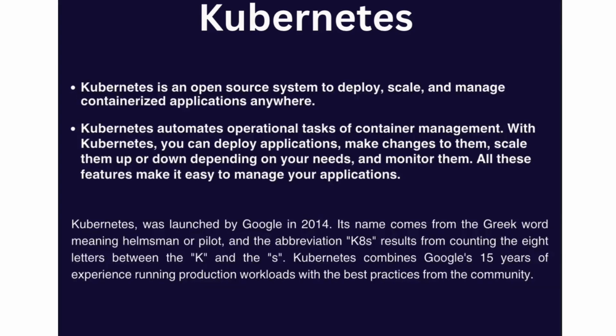Kubernetes was launched by Google in 2014. Its name comes from the Greek word meaning helmsman or pilot, and the abbreviation K8s results from counting the 8 letters between the K and the S. Kubernetes combines Google's 15 years of experience running production workloads with best practices from the community.